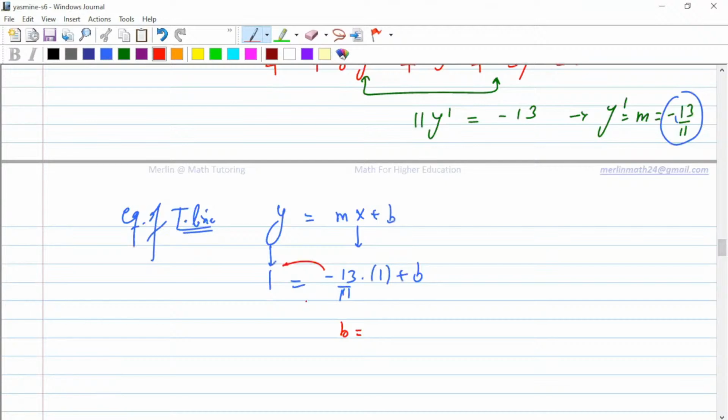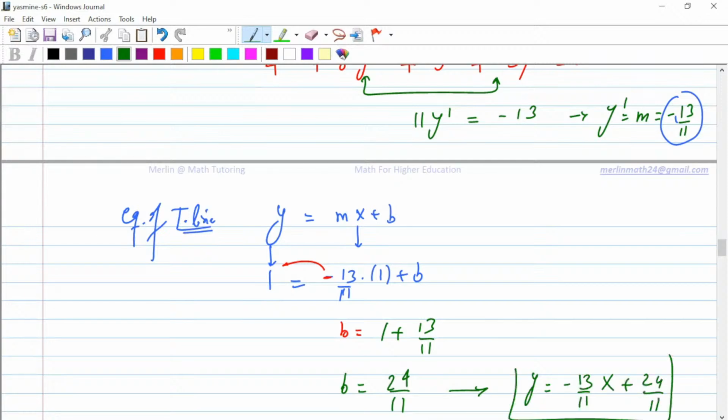You kept the... Yeah. That would be 1 plus 13/11. If you want to push this, it becomes plus, not minus. So you get 24/11. Is it good? Okay. So your equation would be y equals minus 13 over 11 x plus 24/11. Any question? No. Finish.